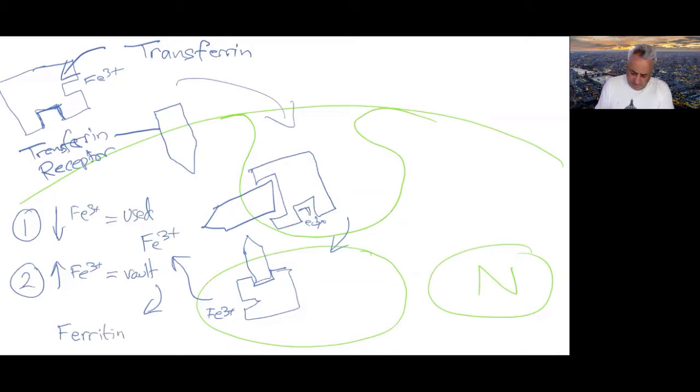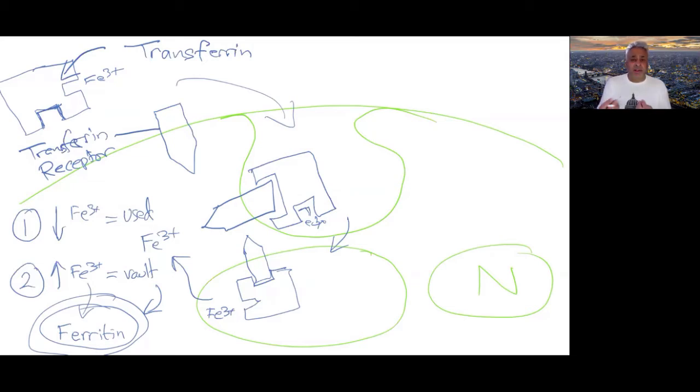There you go. So that will be your iron-containing vault. So the iron is then stored in there until it's needed in the future at some time. So there's the pathway. So the question is, how are various decisions made? How are various decisions made within the cell as to what to do with the iron?